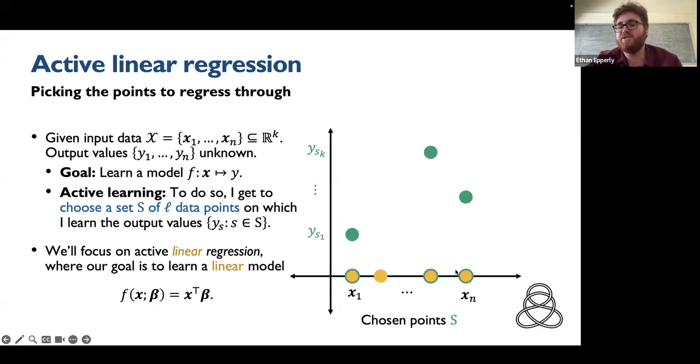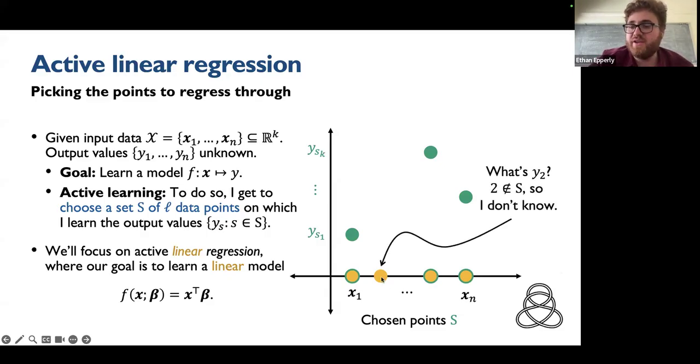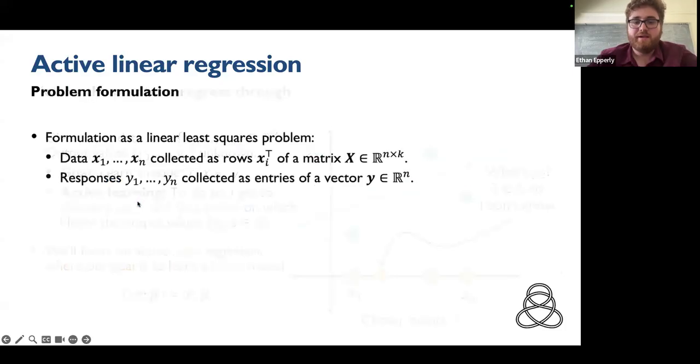And for these and only these chosen points S, you get to see the output labels, YS1 through YSK. And you might want to know, oh, what's the value of Y2? Well, 2 is not in our subset S, so I don't get to know what Y2 is. And given only this information that I can see, I now need to fit a linear model F. Right. So hopefully this is a story that many of you have seen before. And it's a very natural question of machine learning and also linear algebra. How do I pick this subset S?